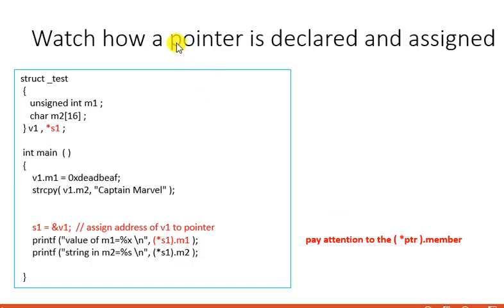Here we will talk about how a pointer is declared and assigned to a structure variable. All right, so we have from the PowerPoint two fields, right? Unsigned int and a char. We have a variable that we have declared, v1, and a pointer here. And if you see here, we have assigned a value for m1 and we copied a string to m2.